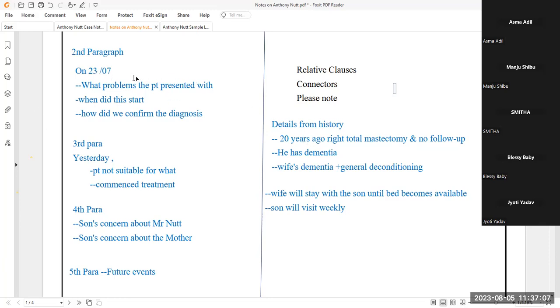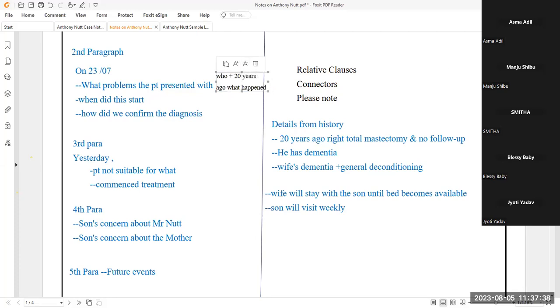Second paragraph. So how can we blend? We are saying he presented with, right? So here, use who in the first sentence, then mention what happened 20 years ago. Mr. Nutt, who underwent right total mastectomy and did not receive any follow-up treatment 20 years ago, presented with. So we cannot use reason or any connector, we can use who here.